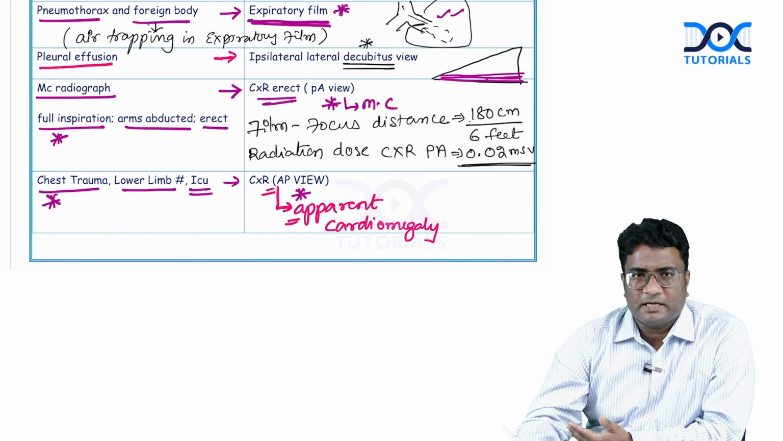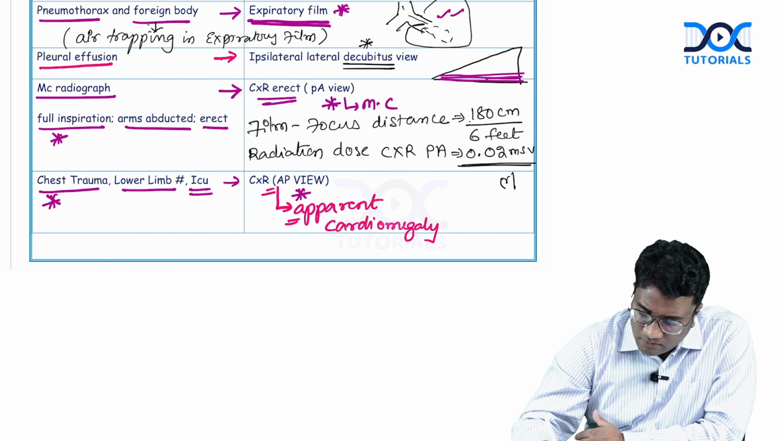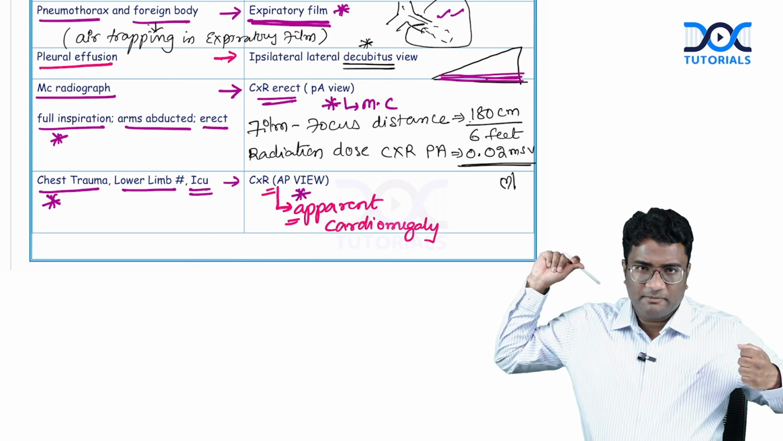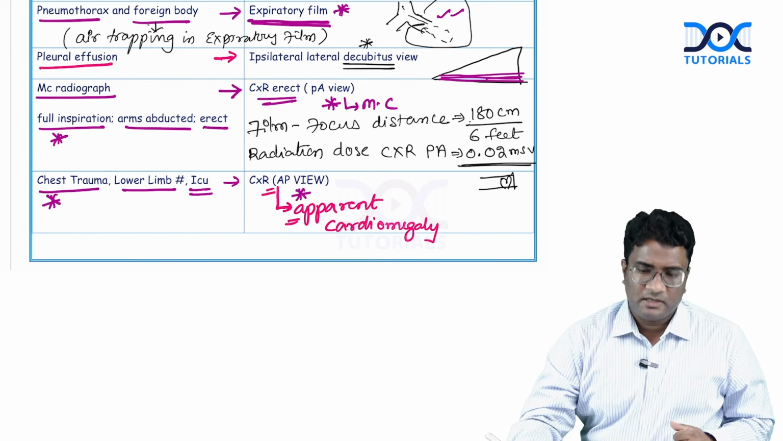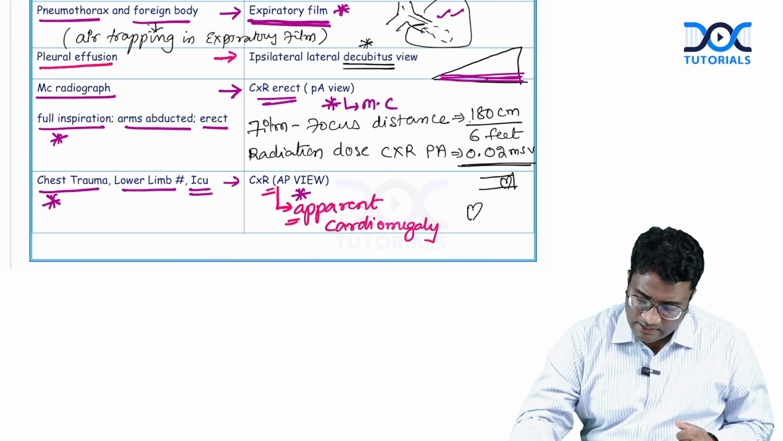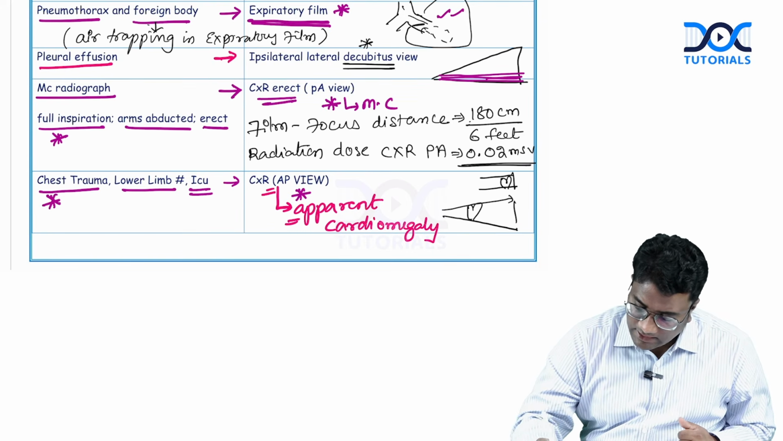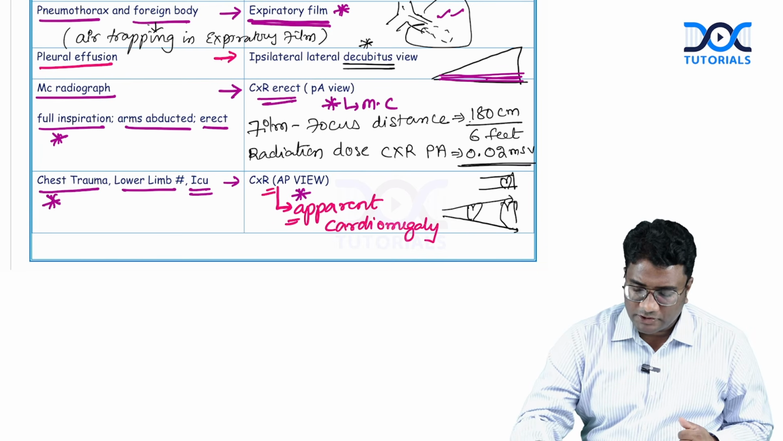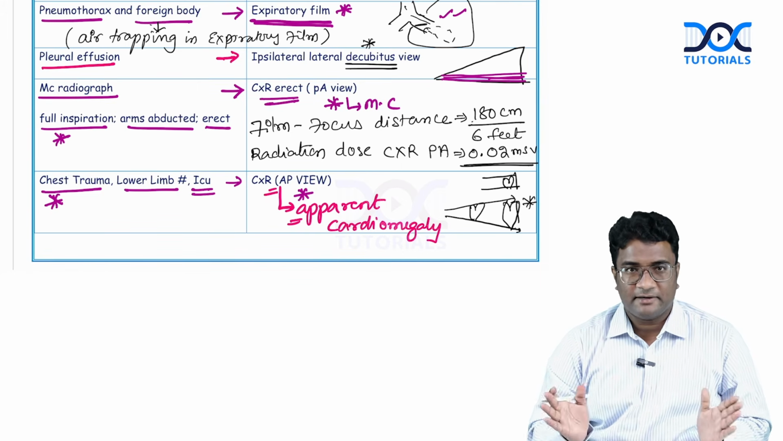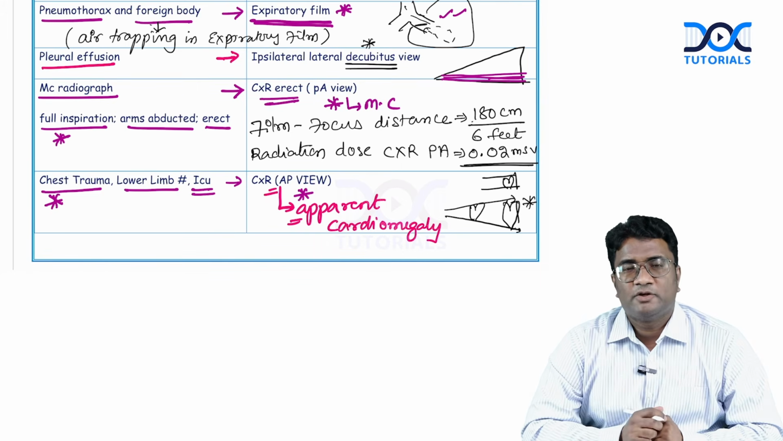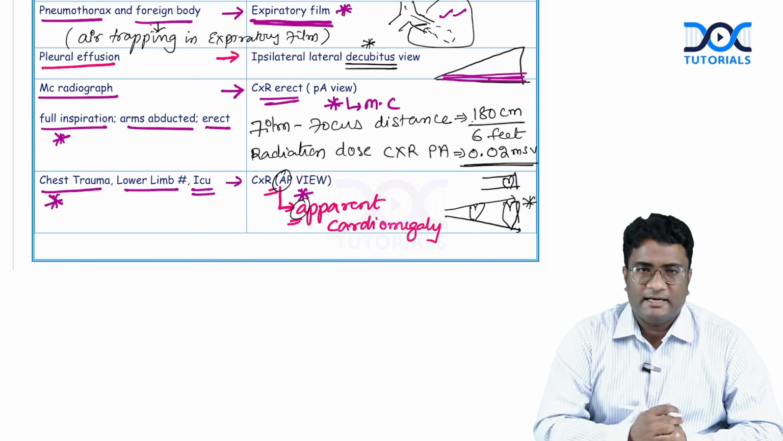And it is nothing, it is just optics. Imagine this is the film, and in PA view the X-rays are coming from behind, the heart is very close to the film. So you will see that the heart is of normal size. But in AP view, the heart is anterior, film is posterior. So when the X-rays are coming like this, they form a shadow which appears larger. So is it an actual cardiomegaly or apparent cardiomegaly? It is an apparent cardiomegaly. It's just optics that is happening there. So apparent cardiomegaly occurs in AP view. Remember A for A.